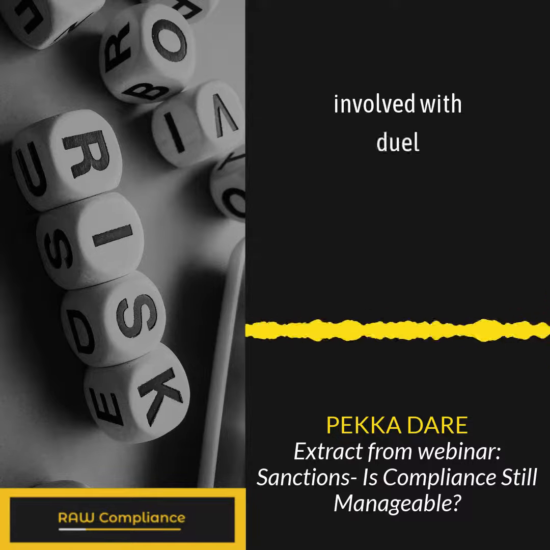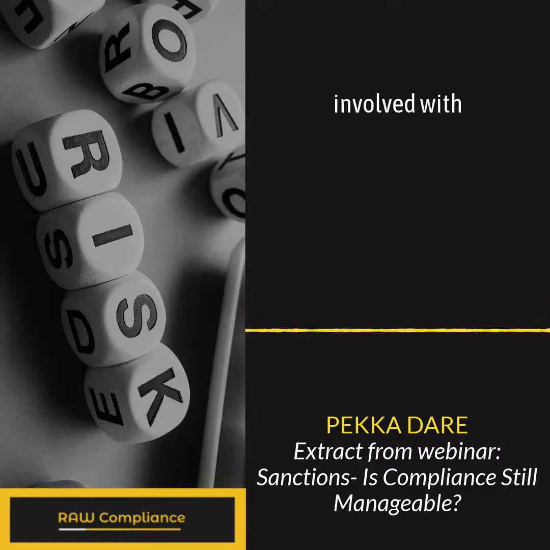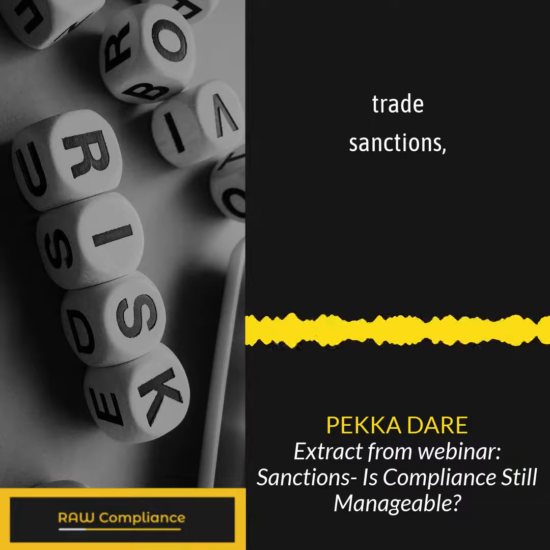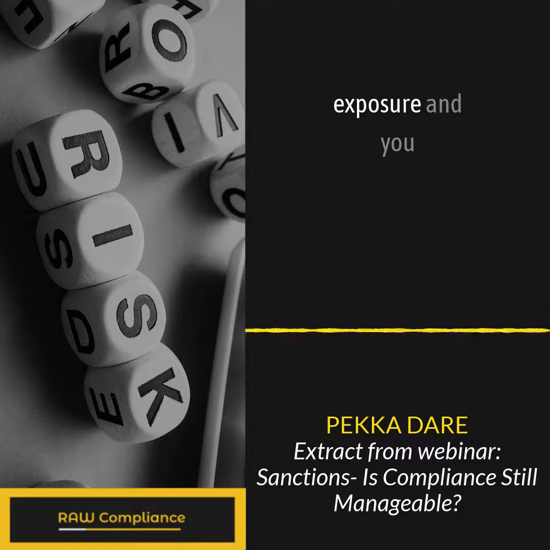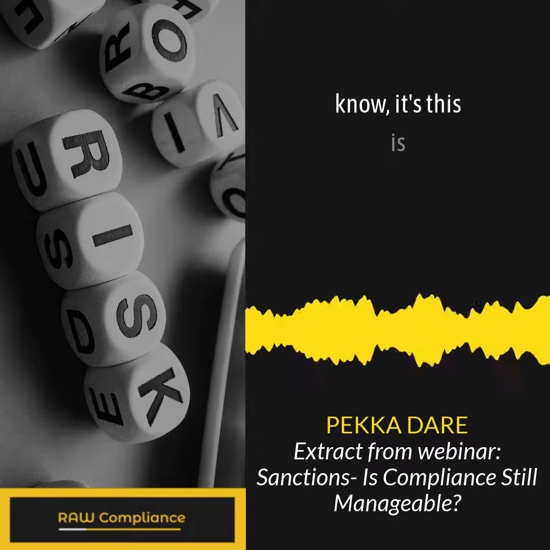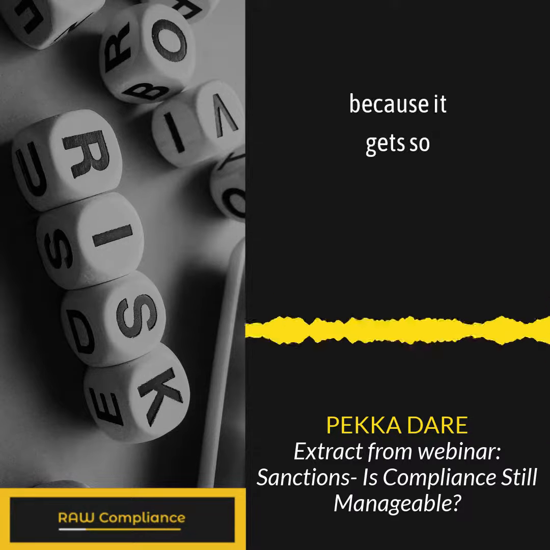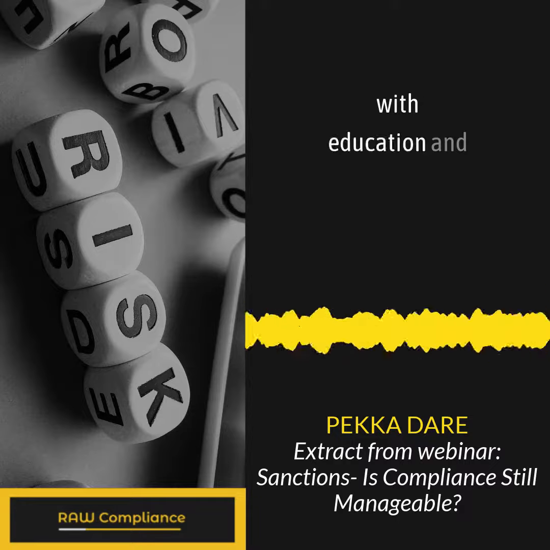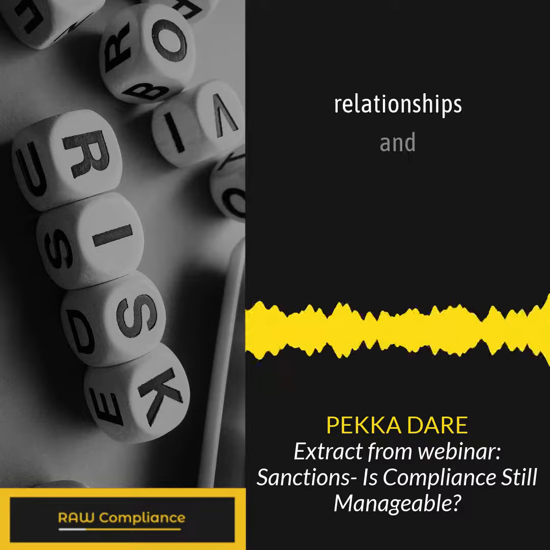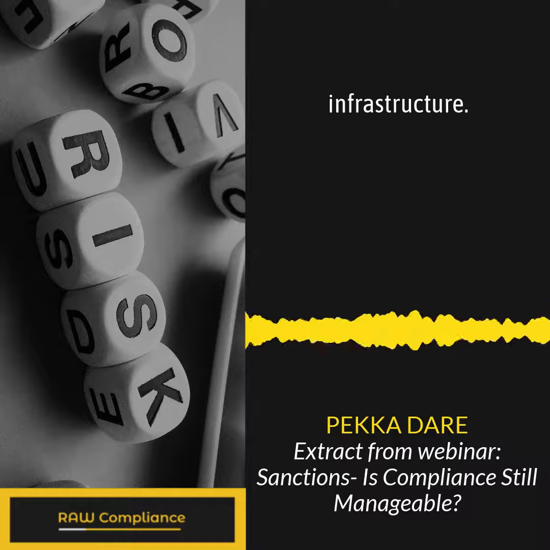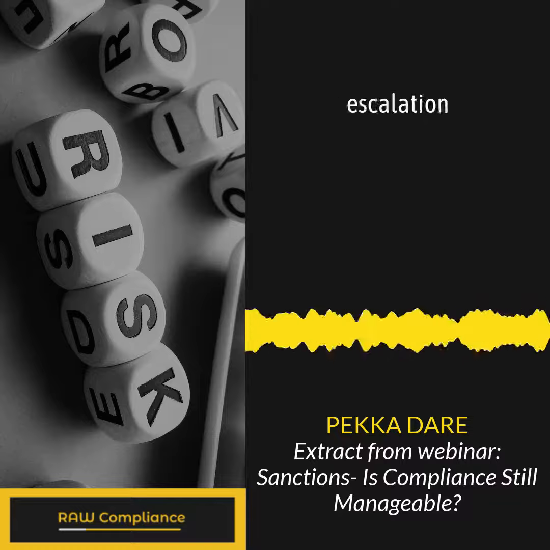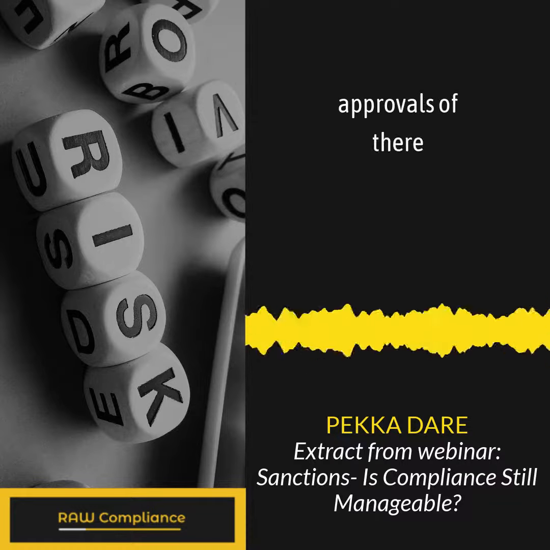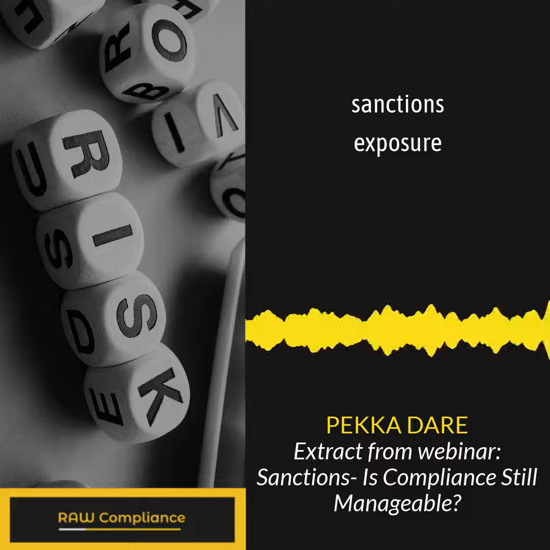So are they involved with dual-use goods? Are they involved with potentially exporting goods subject to BIS US trade sanctions? So how are we capturing their supply chain exposure? This is where you've got to have technology because it gets so complicated. But I think it starts with education and training for those that own the relationships, and then building out the infrastructure. So you have your sanctions exposure questionnaires, and you have your escalation points for approvals if there is sanctions exposure identified.